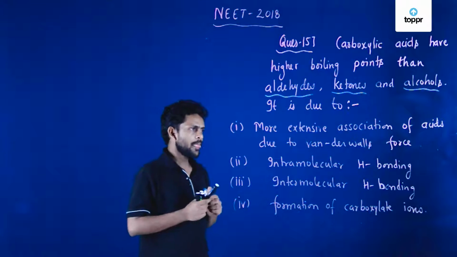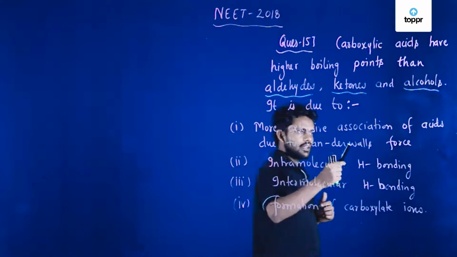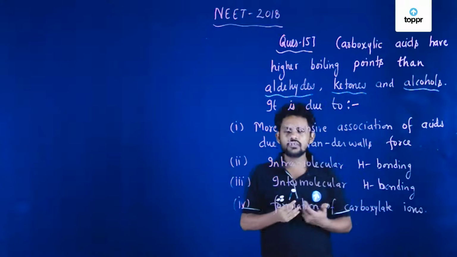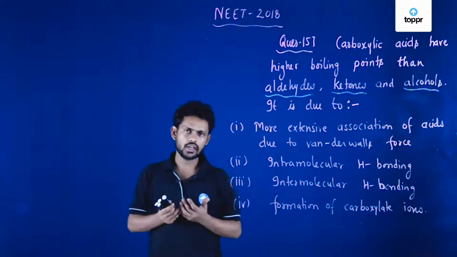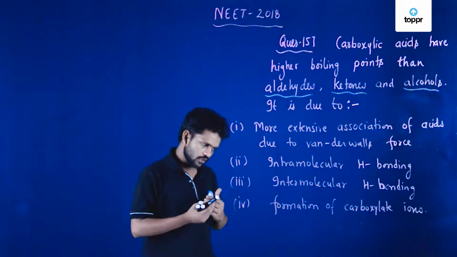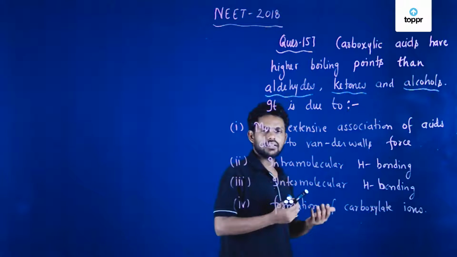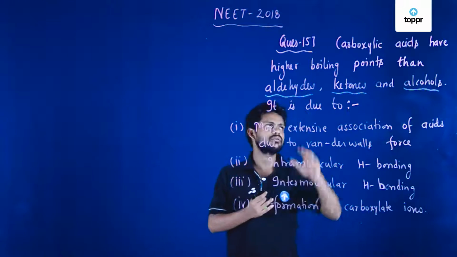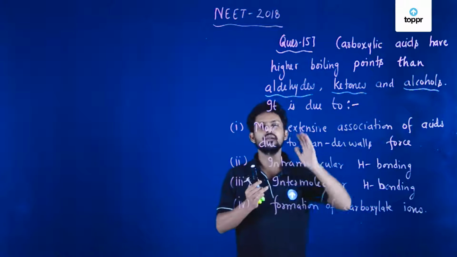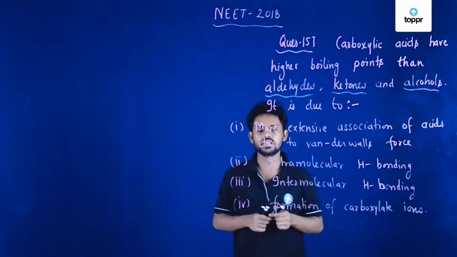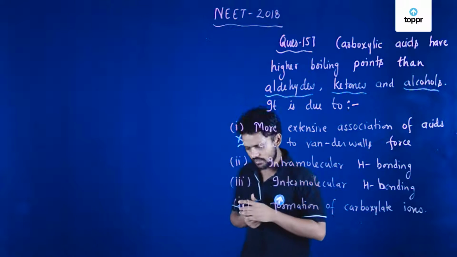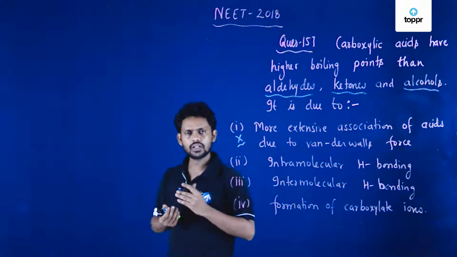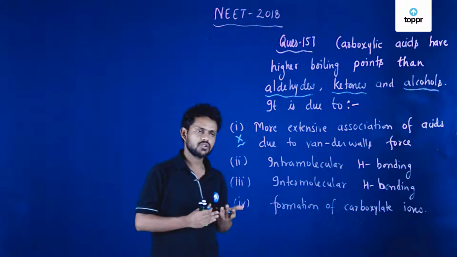So the first option says van der Waals forces. Van der Waals forces depend on many other factors, and if your molecular mass is higher, the boiling point increases. But because it has been said that the molecular masses are comparable, this option rules out, because when comparable molecular masses are there, comparable van der Waals forces will also apply.